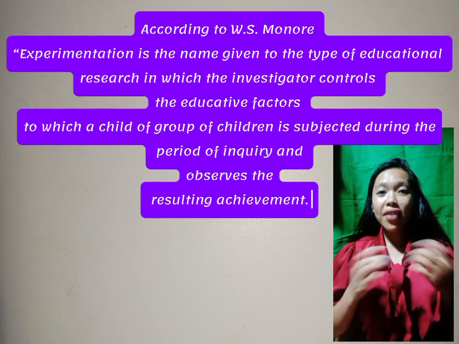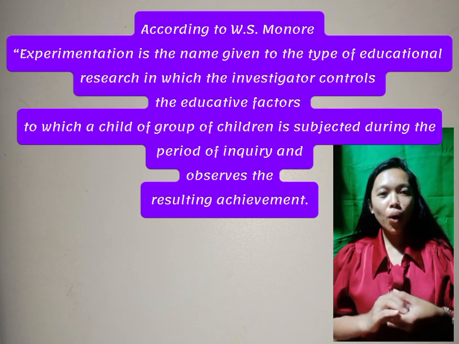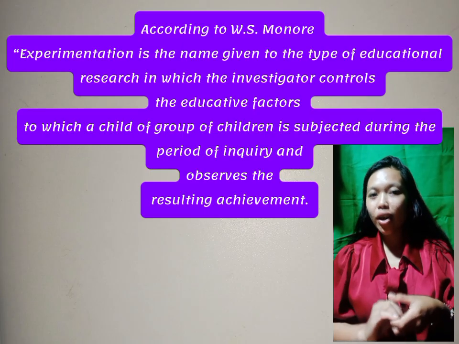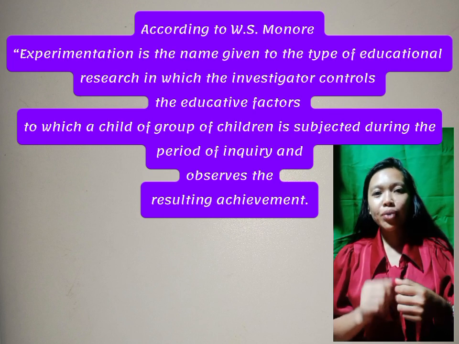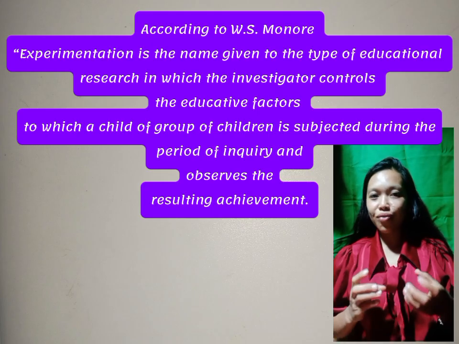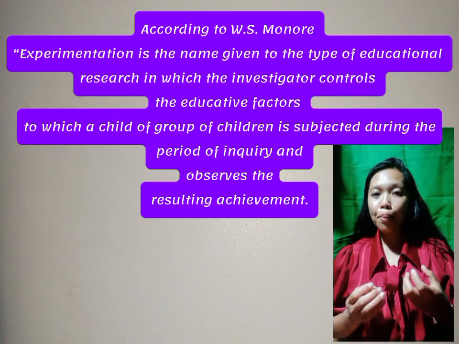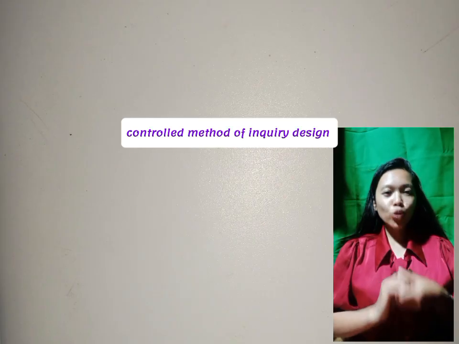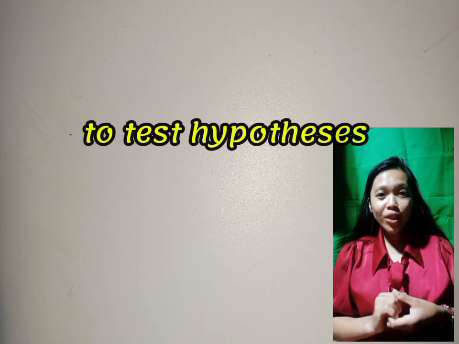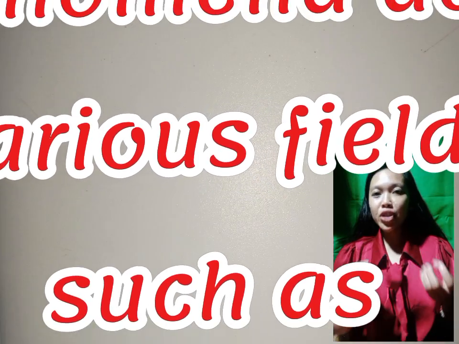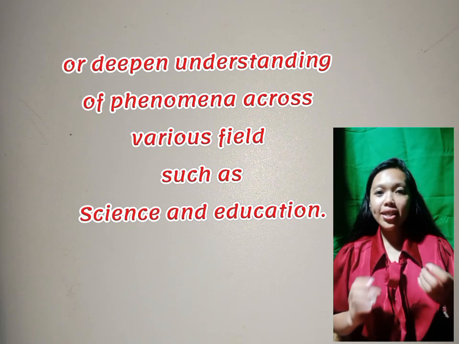W. S. Monroe's view, in educational research, is that an experiment involves the researcher controlling the learning environment or factors affecting children or groups of children. The researcher then observes how these controlled factors influence the children's learning outcomes or achievements, helping to understand educational processes better. To sum it up, an experiment is a systematic, controlled method of inquiry designed to test hypotheses by manipulating variables and observing outcomes. It is purposeful and aimed at uncovering causal relationships or deepening understanding of phenomena across various fields, such as science and education.